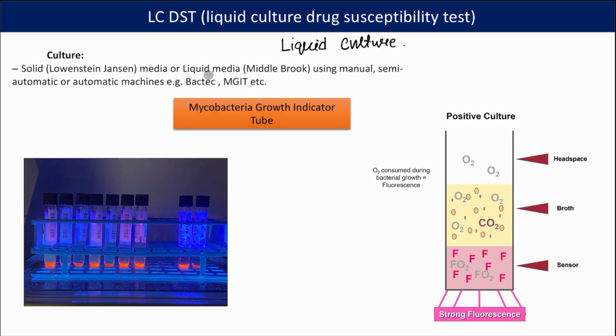Okay, so another thing we have discussed is something called LC-DST. LC means liquid culture drug susceptibility testing. Okay, so remember, if we put the bacteria in solid culture, it will take around 4 to 7 weeks for the result to come. But here, if we put it in liquid medium, we will get the result in 1 to 2 weeks. But at the same time, suppose we are putting this in MGIT, that is Mycobacteria Growth Indicator Tube. Look here, we can get the result even faster. So this is your MGIT tube, that is Mycobacterium Growth Indicator Tube.